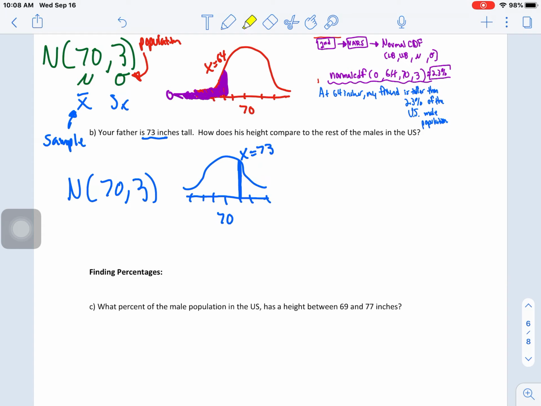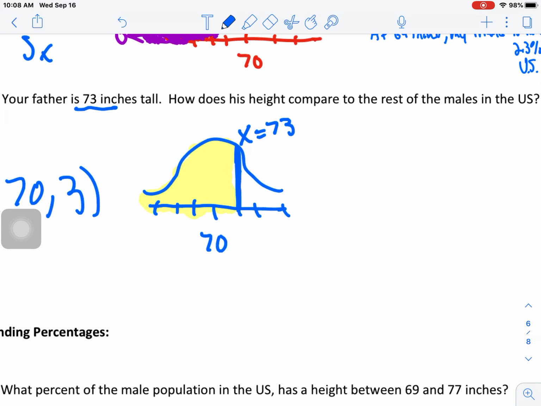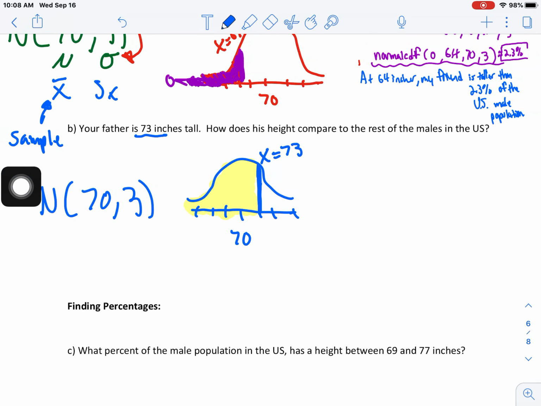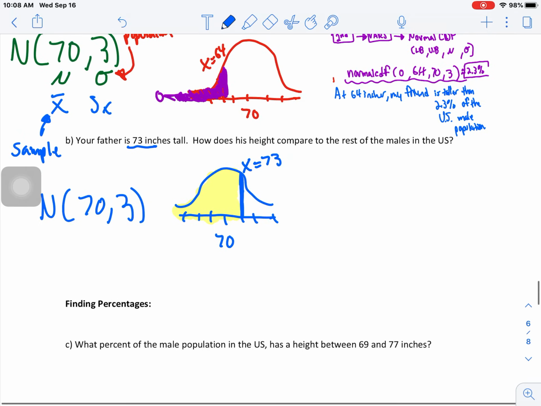So again, for him, I'm looking at this shaded region below. I want to see what percent of the males in the US is he taller than. Well, just by looking at this, you can tell that I shaded more than half of this bell curve. So he's actually above that 50th percentile. He's actually above the average. So if I had to guess, maybe that looks like about 60%, maybe 70.